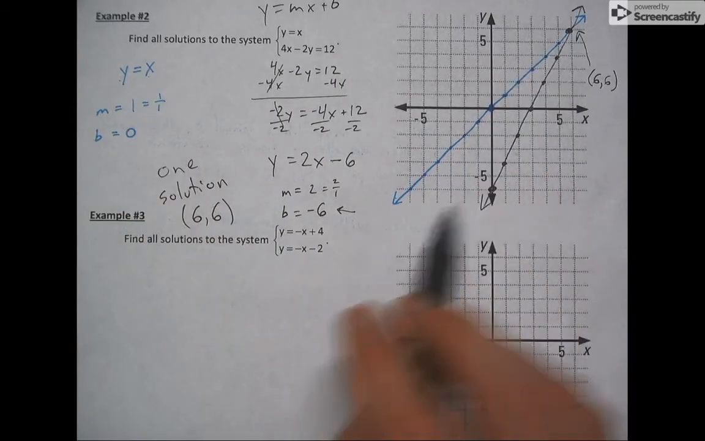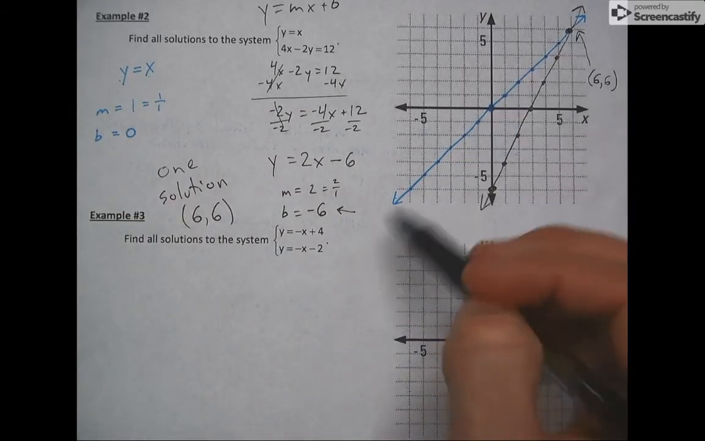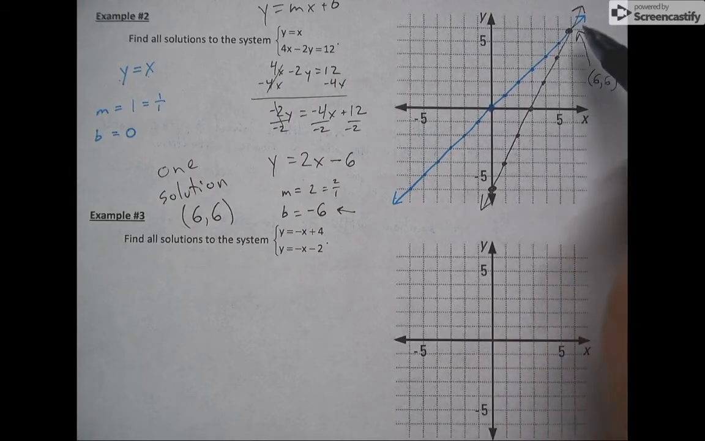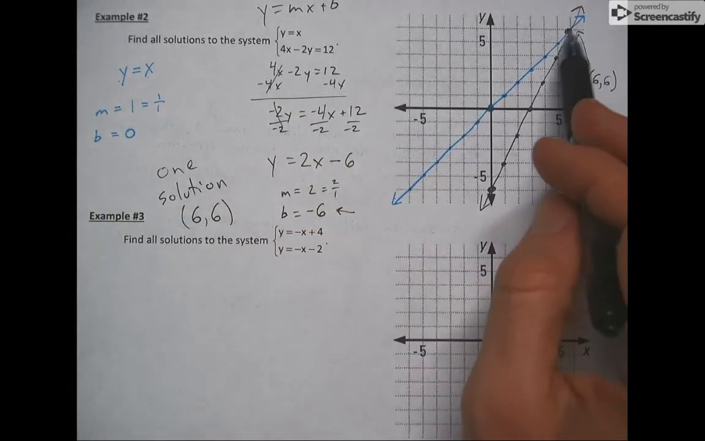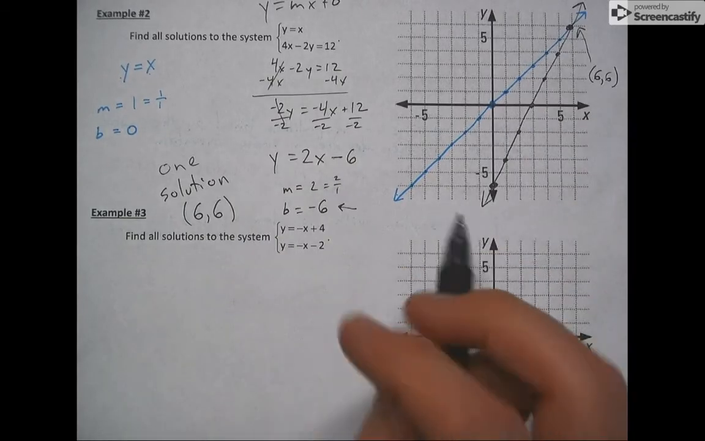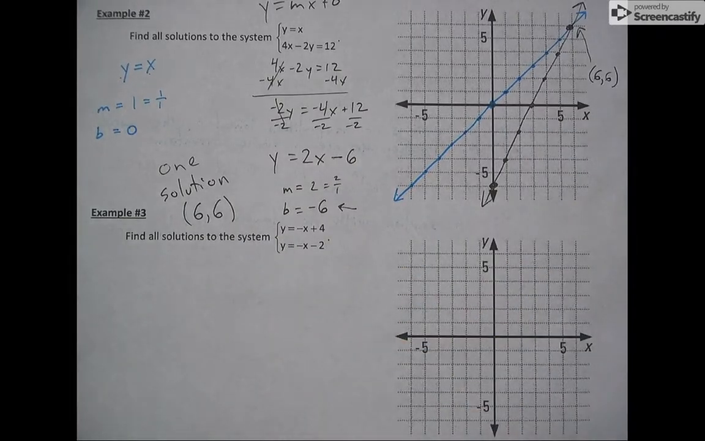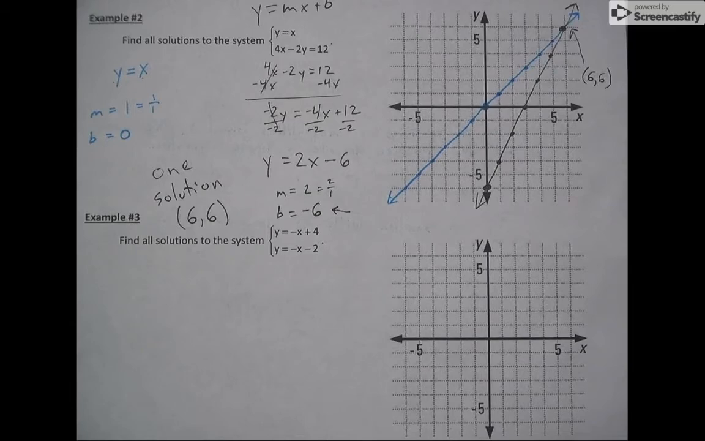And any other point that you see on either one of these lines, it's only going to work for that line, not the other one. The only point that satisfies this system of equations is (6, 6). It's the only x and y value that will work. Okay, so let's look at some different situations. Now that's your standard one that's going to cross once.